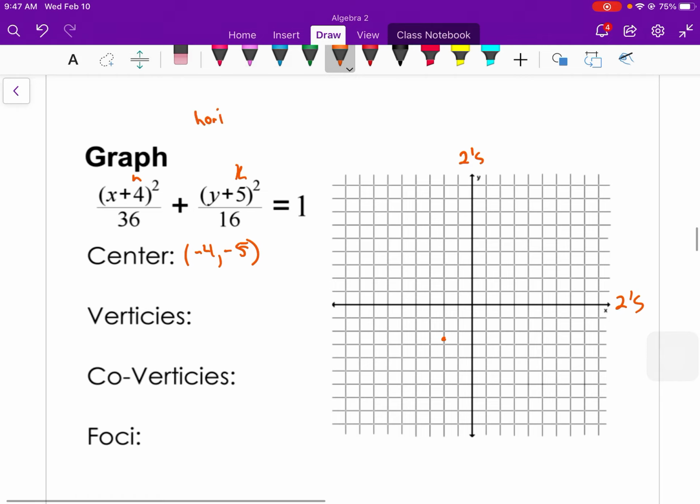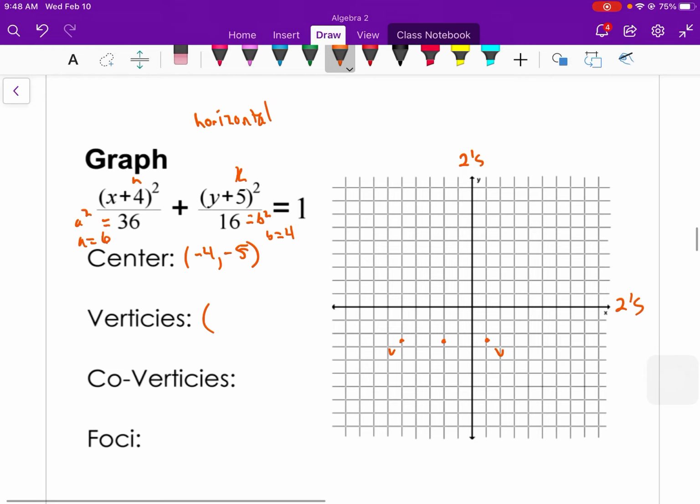So now that we know that, we can label it as horizontal. A squared is 36, so then A is 6. B squared is 16, so B would be 4. A goes with the way that it will be. Since it's horizontal, A will move left and right from the center, 6 units, so 2, 4, 6, 2, 4, 6. These are our vertices.